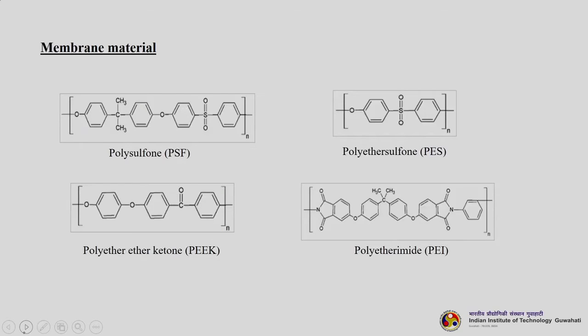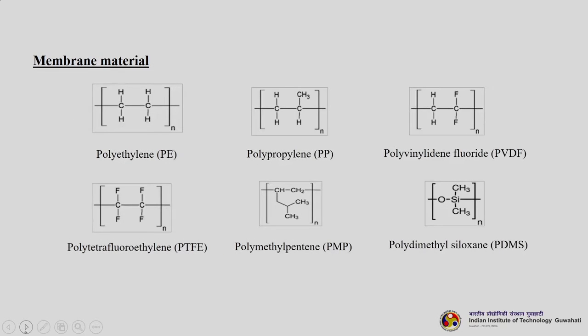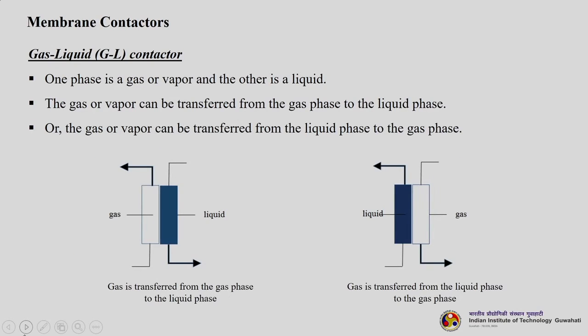Let us quickly go through the different types of materials used for the membrane, though we have discussed it in detail. Polysulfone, polyether sulfone, ether ketone, then polyetherimide PEI, which is gaining a lot of interest nowadays. Otherwise, most commercial membranes you will see are polysulfone or polyether sulfone or PVDF or PTFE. Then polyethylene, polypropylene, PVDF, PTFE polytetrafluoroethylene, PMP, then PDMS. So, these are some of the materials being used for the preparation of the membranes.